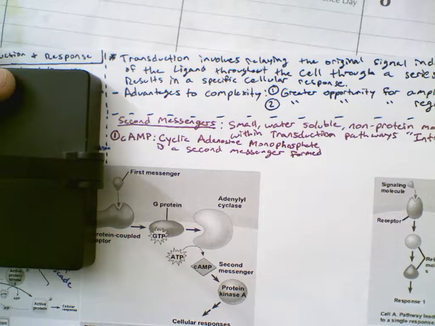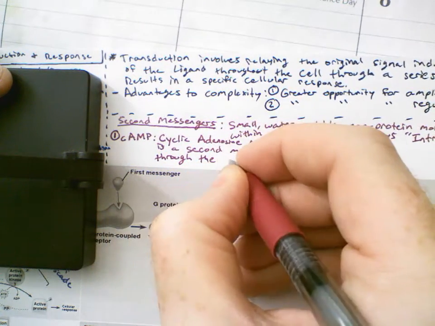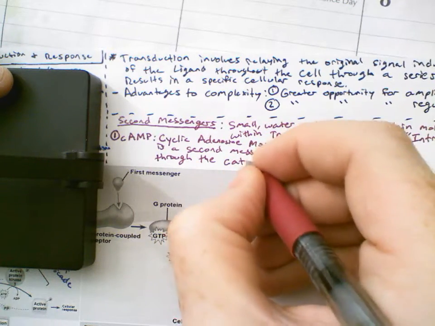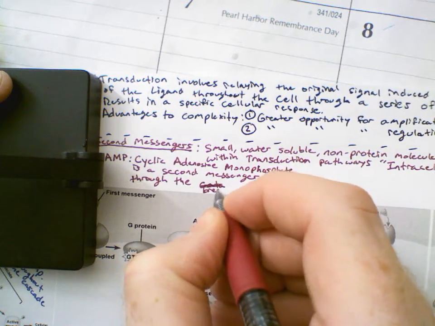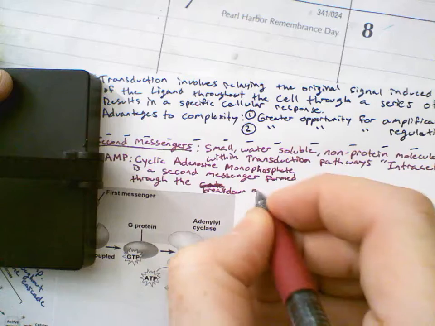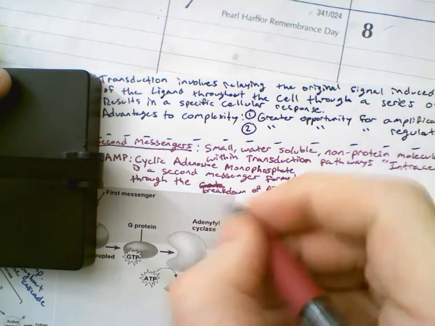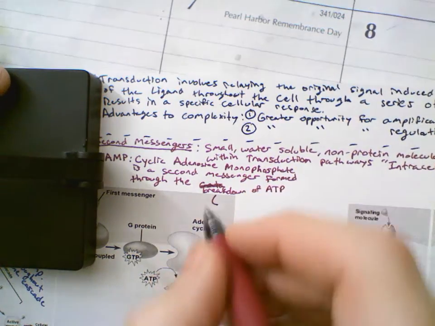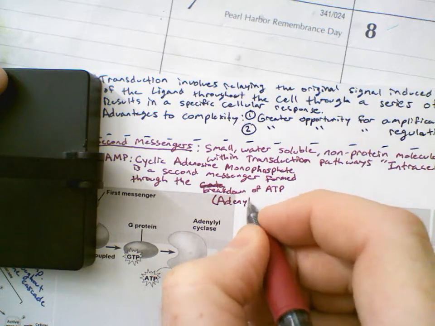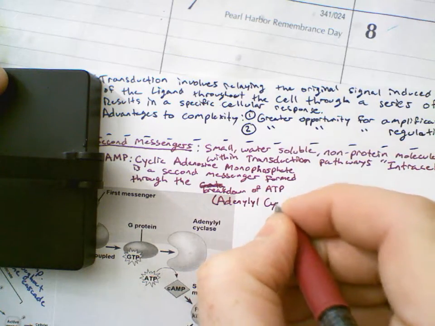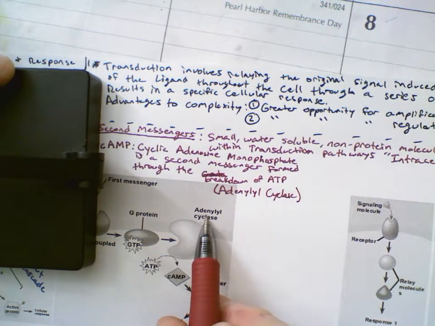And it is formed through the breakdown. So here we can just do breakdown. So it's formed through the breakdown of ATP. And this is done by a particular enzyme, and we'll put here what the name of that enzyme is. Oh, it's actually right here. The adenyl cyclase. Did I spell that right? That's right there.